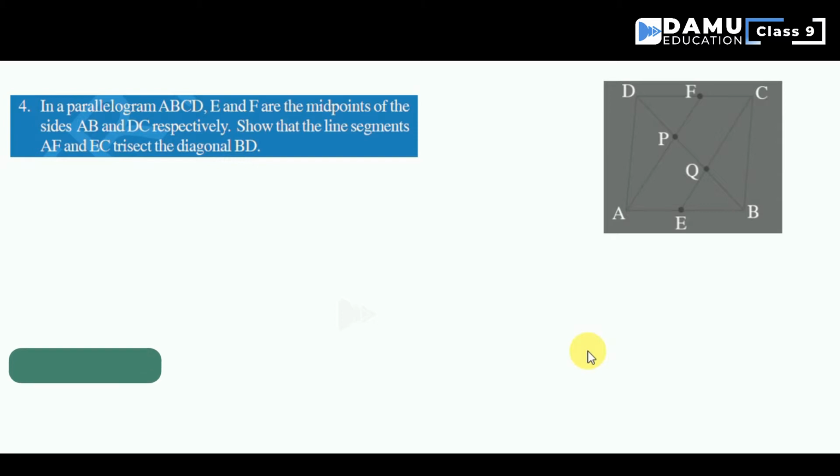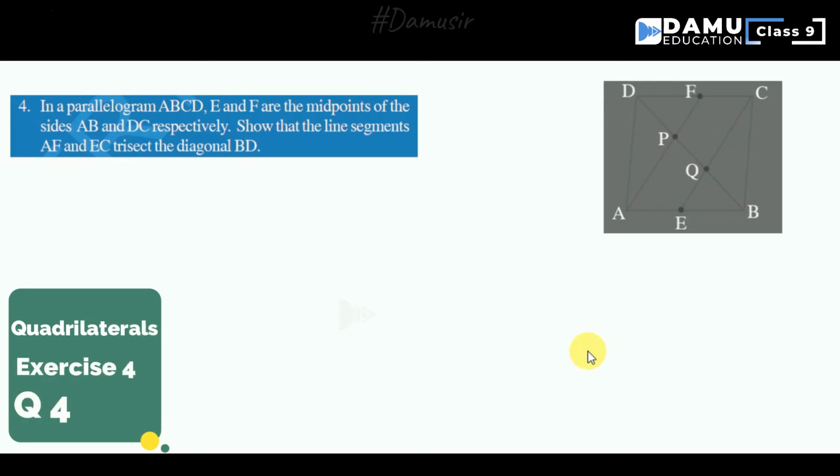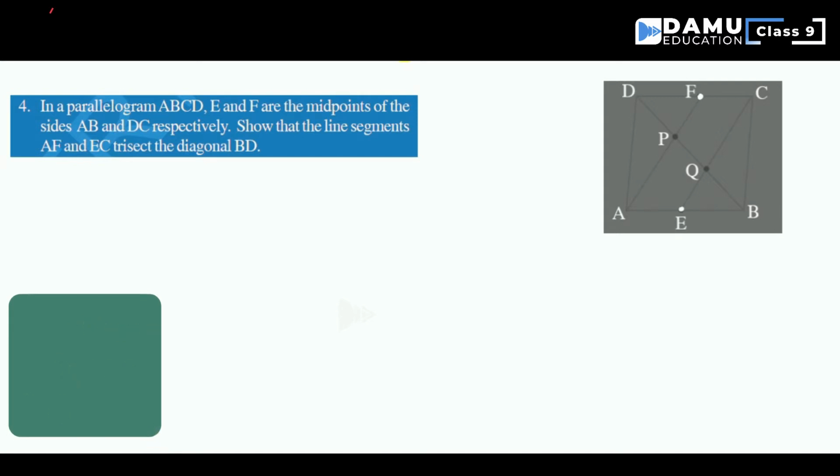So in this module, we are going to discuss our fourth question. In a parallelogram ABCD, E and F are the midpoints. So where are those midpoints here? Let's take here, this is the midpoint. E and F are the midpoints of DC and AB respectively, and show that the line segments AF and EC trisect the diagonal BD. So this is the diagonal.